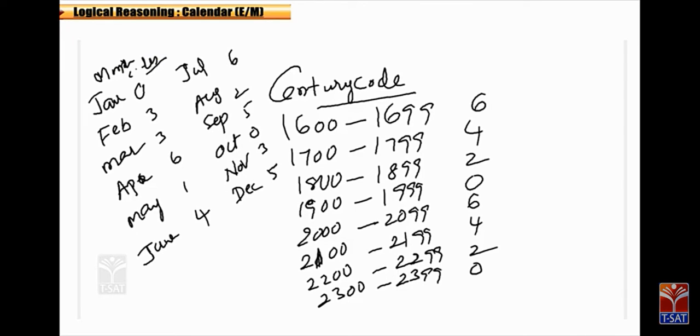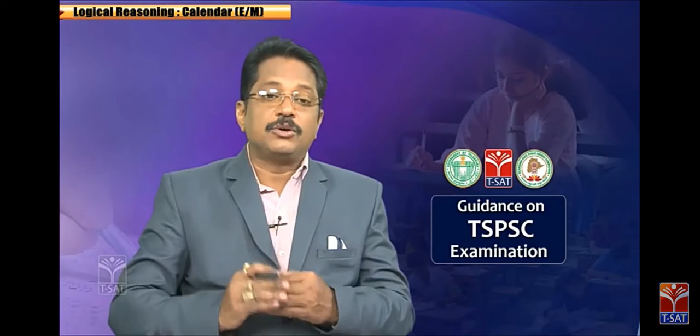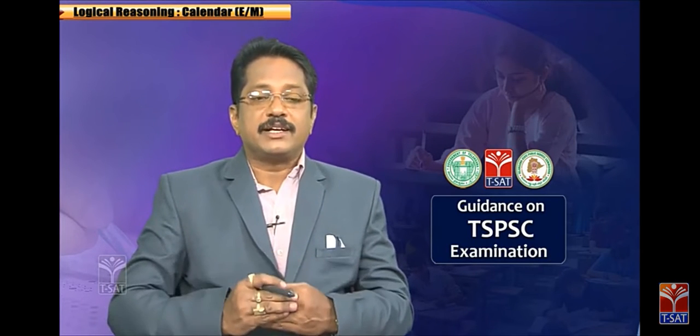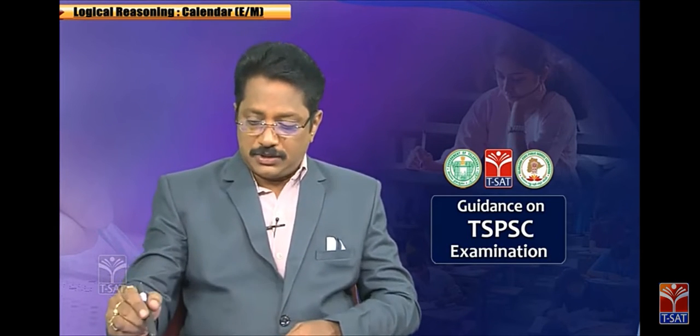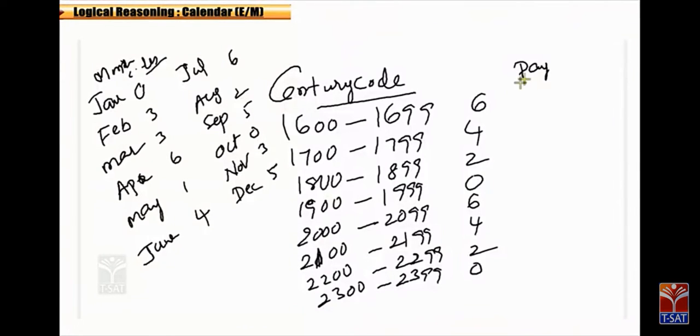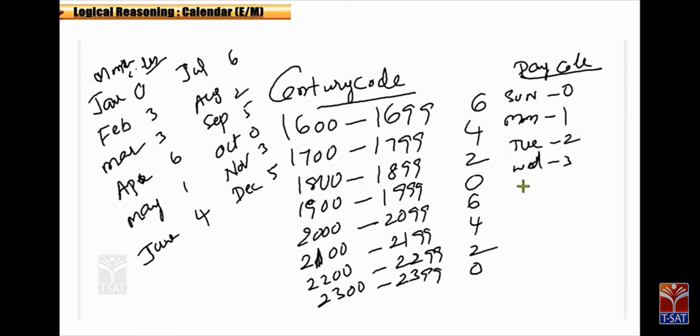Now, we will see the day codes. Day code means Sunday, Monday. Now, the code of the day. What is the first one? We will start with Sunday, no? So Sunday is 0, Monday is 1, Tuesday is 2, Wednesday is 3, Thursday is 4, Friday is 5, Saturday is 6. That's it.